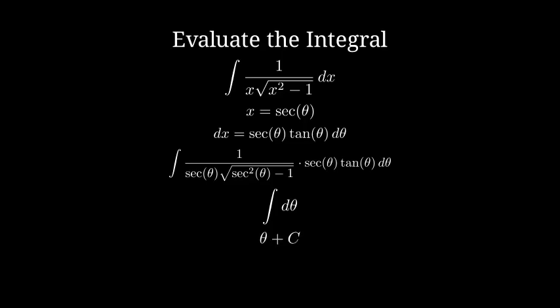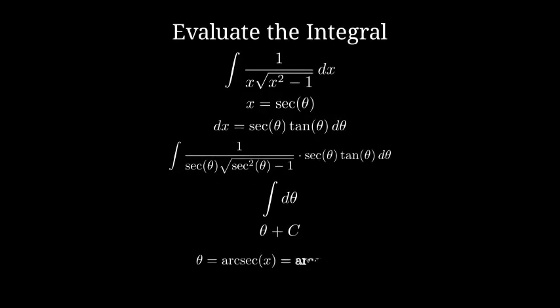Now we need to convert back to x. From our substitution, x equals secant theta, so theta equals arcsecant of x. We can also write this as arc cosine of 1 over x. Let's write the final answer. The integral is arcsecant of x plus c.